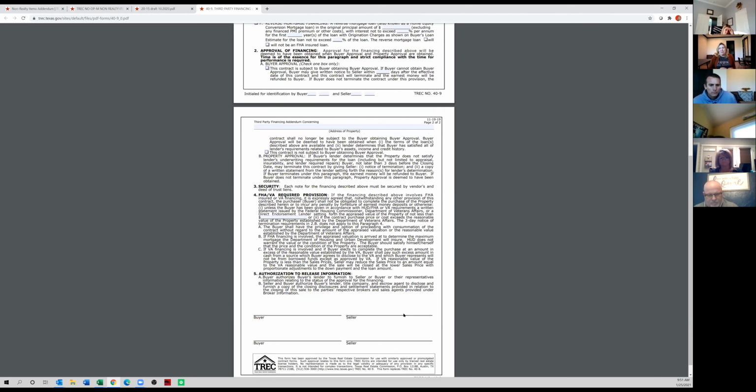Okay, and then number 5, authorization to release information. 5A says buyer authorizes buyer's lender to furnish to seller or buyer or their representatives information relating to the status of approval for the financing. And then 5B, seller and buyer authorize buyer's lender, title company, and escrow agent to disclose and furnish a copy of the closing disclosures and settlement statements provided in relation to the closing of the sale to the parties' respective brokers and sales agents provided under the broker information.